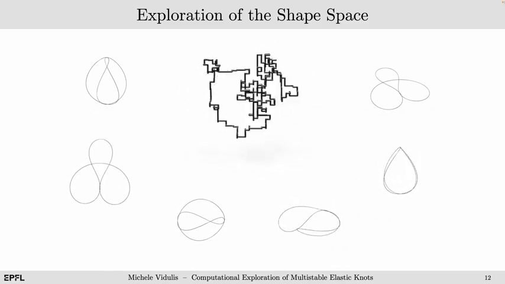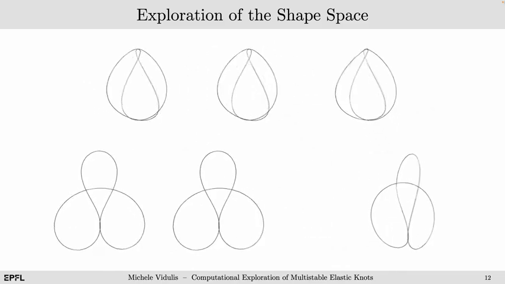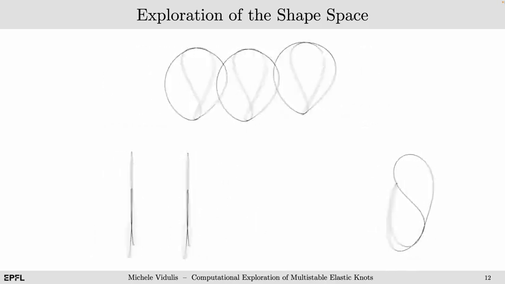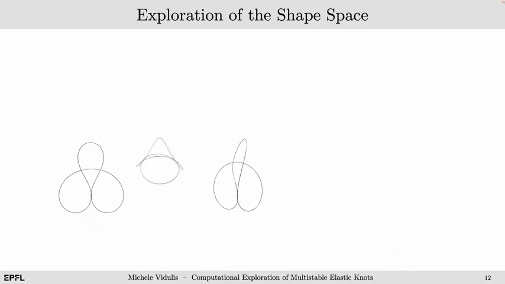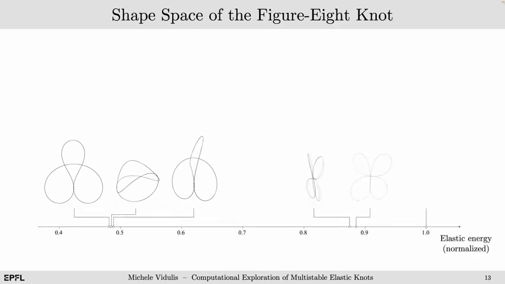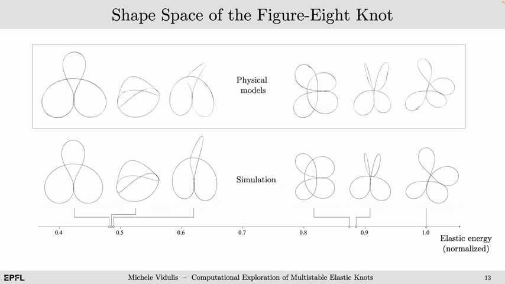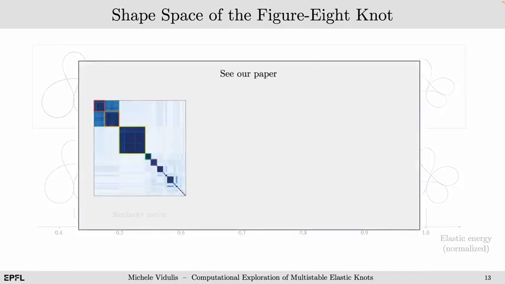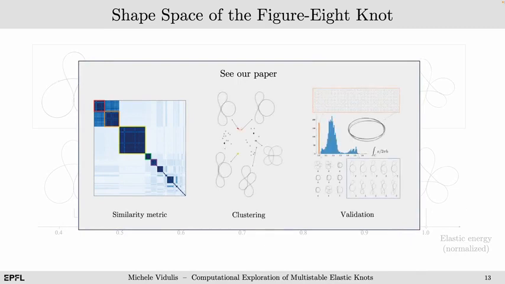To analyze the results, samples converging to the same equilibrium state are grouped together using a metric that accounts for rigid motions and periodic reparameterizations. We discover that besides the few known equilibria, even the figure 8 has several additional metastable states with higher energy content. We confirm the validity of our discoveries by fabricating physical prototypes that show great agreement with the results of our simulations. Please refer to our paper for more details about our similarity metric, the hierarchical clustering, and additional comparisons with the literature.